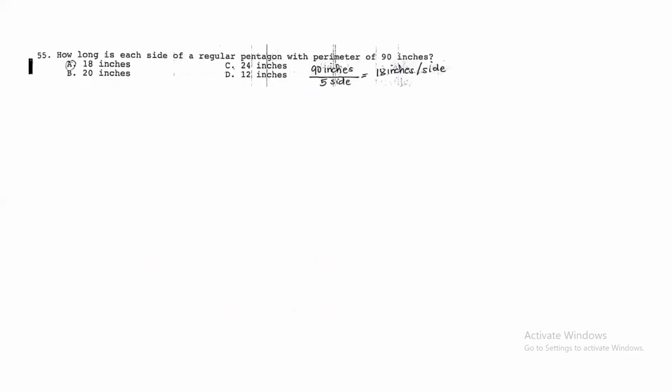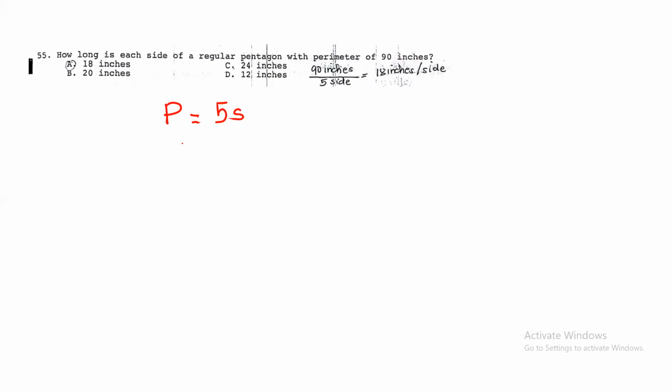So next, tuloy-tuloy lang, 55. How long is each side of a regular pentagon with perimeter of 90 inches? So syempre, para makuha natin, perimeter kasi ng pentagon is equals to 5. So 5 sides ng pentagon, di ba? 5 times side. So yung length ng side.